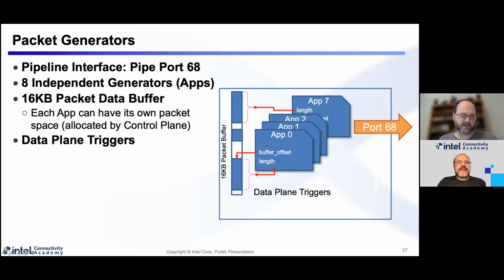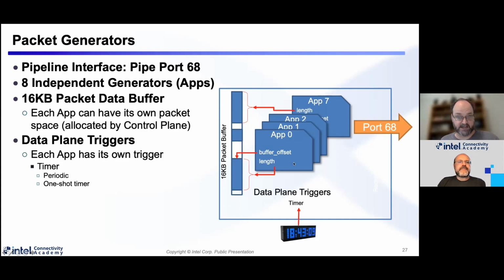Sure. We have 4 different kinds of triggers implemented in Tofino. Let's go through them. Each application can independently configure its own trigger independently of the other 7 applications. We have 2 kinds of timer triggers. One is a periodic trigger where we specify a period. For example, we could say every microsecond I want this periodic timer to trigger, and it will generate one or more packets, which we'll talk about later. Then there's also the one-shot timer, where the control plane arms this and specifies how far in the future it wants the trigger to occur.